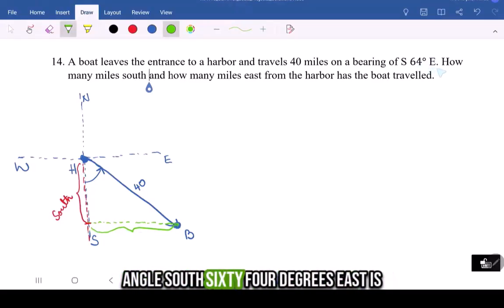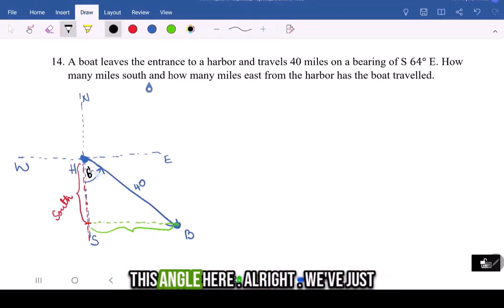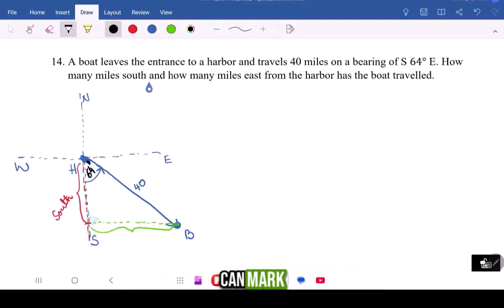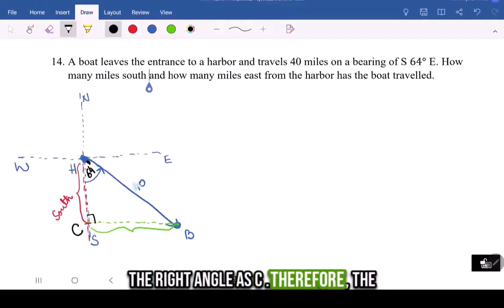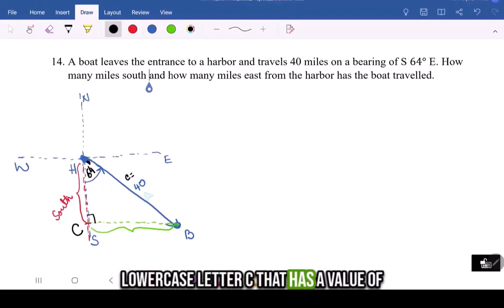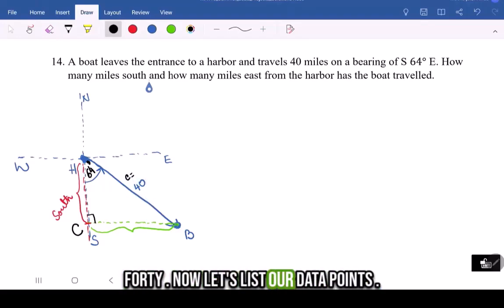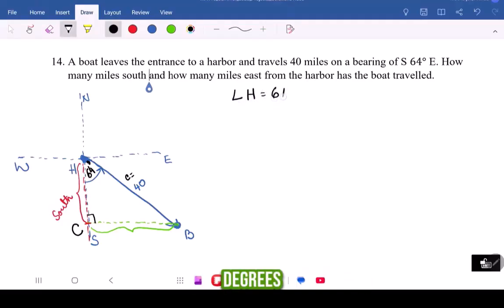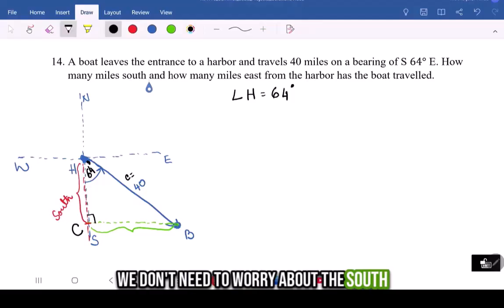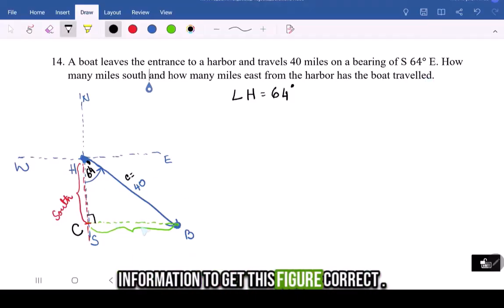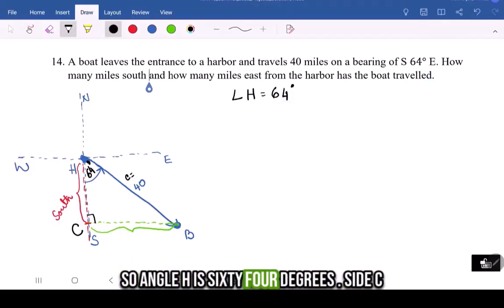So the angle south 64 degrees east is this angle here. We've just labeled that as angle H. Right? And we can mark the right angle as C. Therefore, the hypotenuse will be denoted with the lowercase letter c that has a value of 40. Now let's list our data points. Angle H in our case is 64 degrees. We don't need to worry about the south and east, the bearing notation at this point, because we just use the bearing information to get this figure correct. So angle H is 64 degrees.